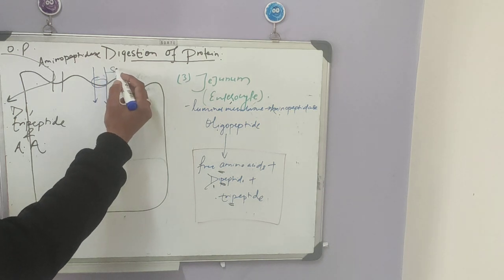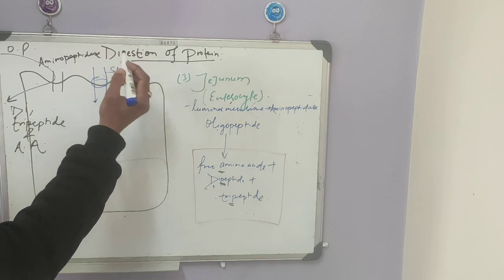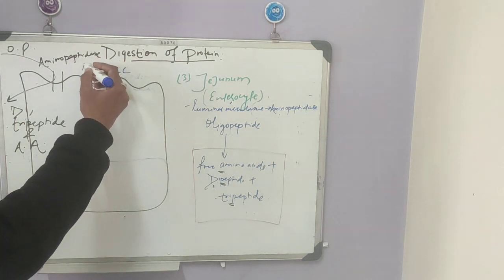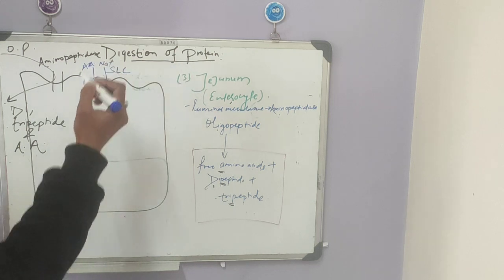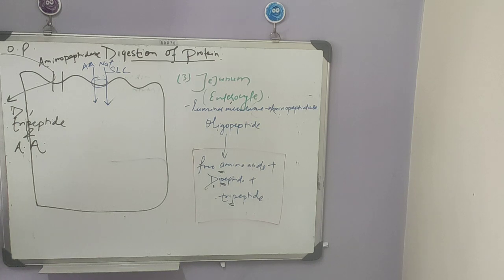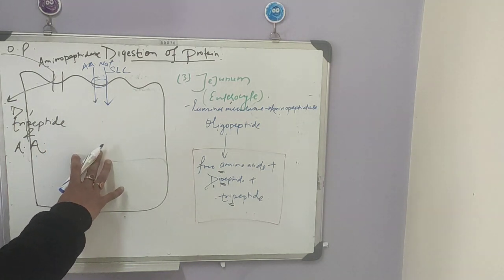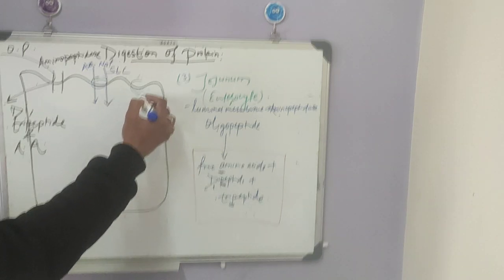Okay, which is called solute carrier, SLC, and amino acid moves along with sodium. Okay, this is also an example of secondary active transport. Now what happens to di and tripeptide?